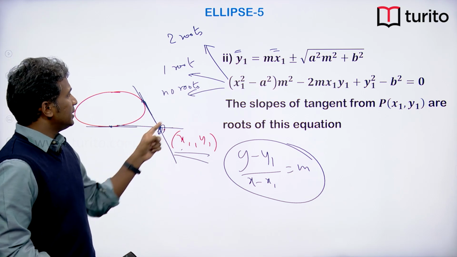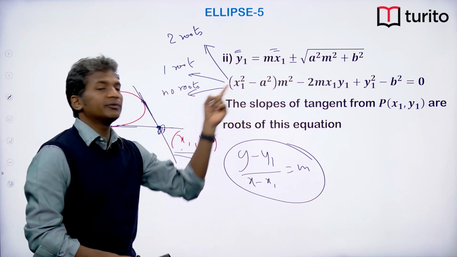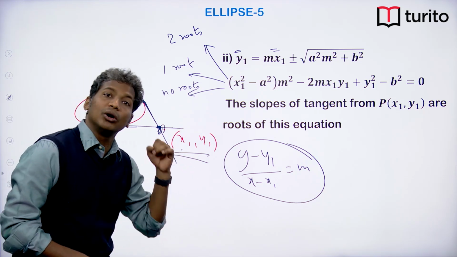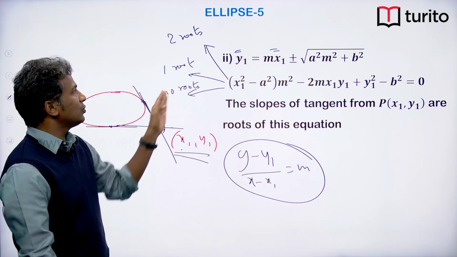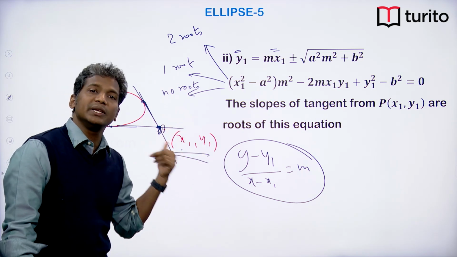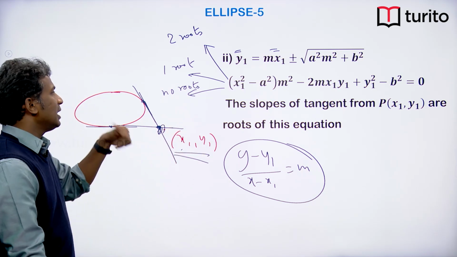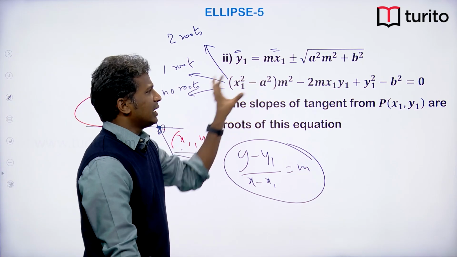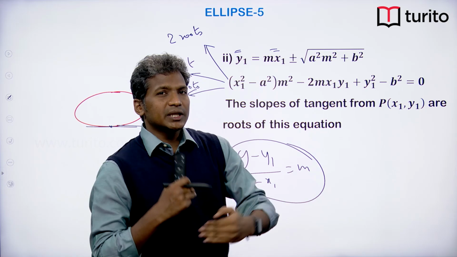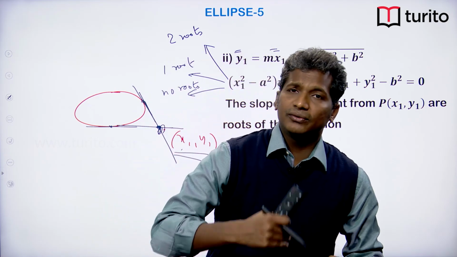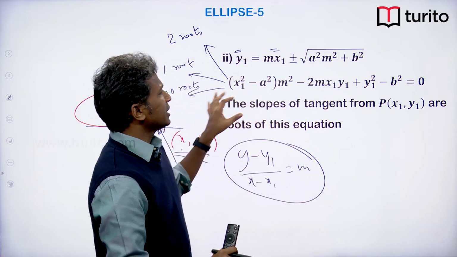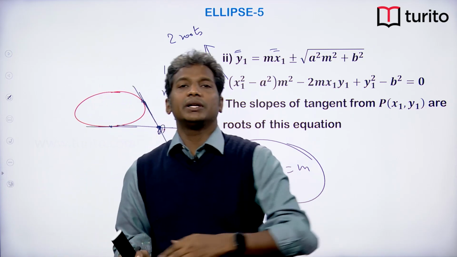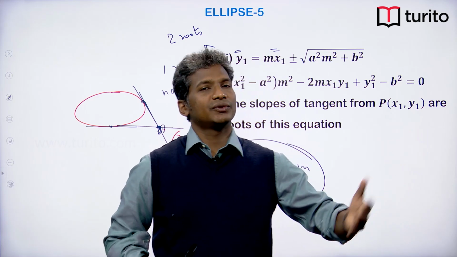But if there is only one root of this equation, it must mean that the point is already on the ellipse. If there are no roots, it must mean that the point is inside the ellipse. So this way we can analyze the nature of existence of tangents based on the location of the point, or we can predict the location of the point using the existence of roots.